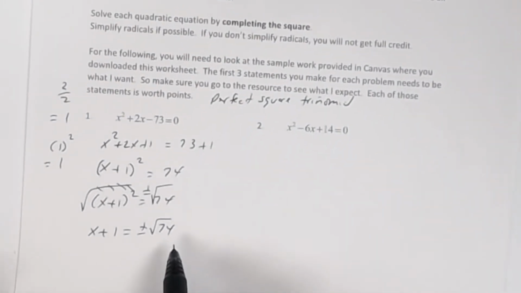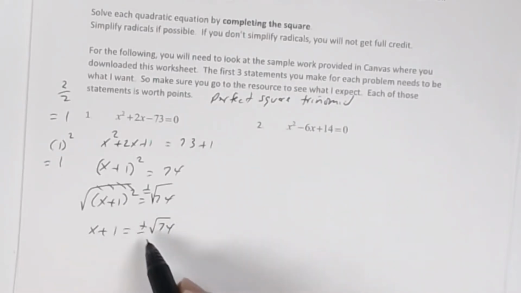Now 74, the only perfect square that goes into 74 is 1. So I cannot simplify this. And so since this is an irrational number, all you do is just bring the 1 over. So I'm going to subtract 1 from both sides, just like this.